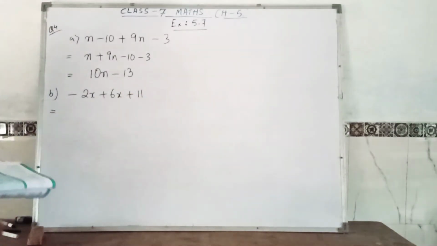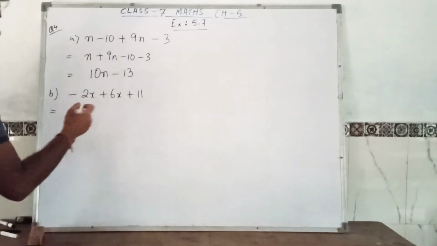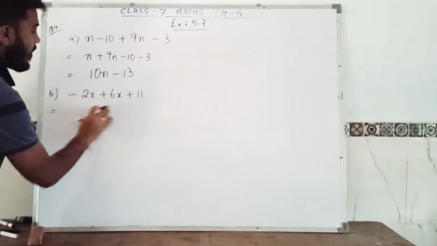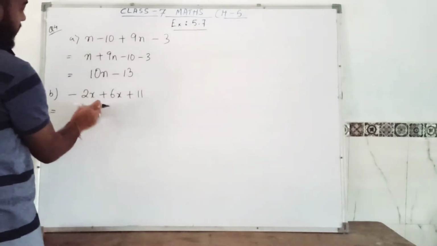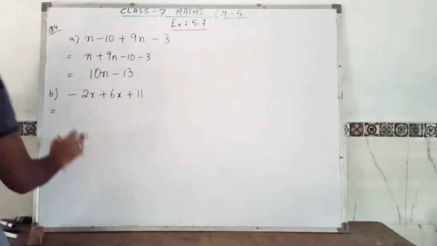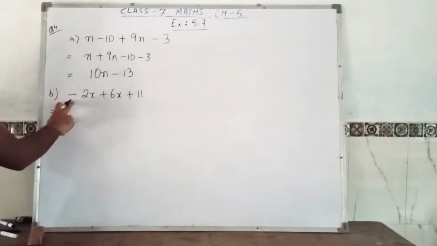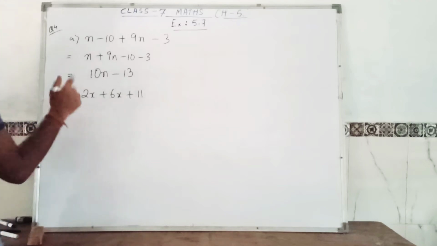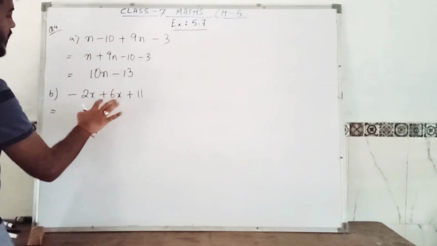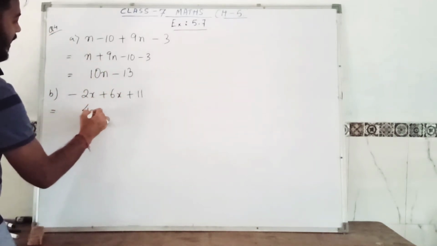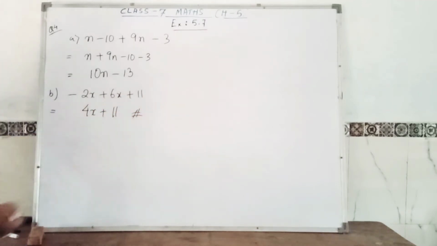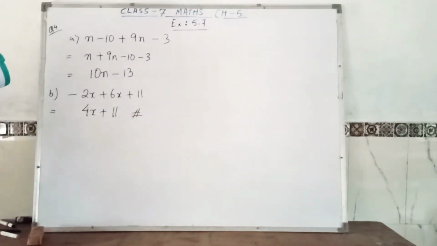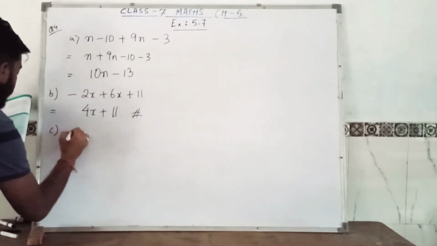Next, number B. Minus 2x plus 6x plus 11. Again you arrange according to the expressions. So this is already arranged. x and x are arranged together, the number is alone. So plus into minus is your minus. 6 minus 2 is your 4. 6 is bigger, so it will have positive 4x plus 11. So this is the solution. Okay?